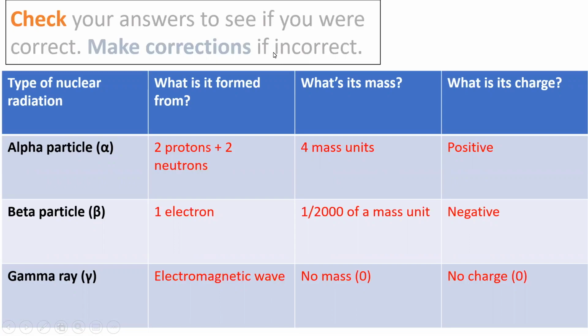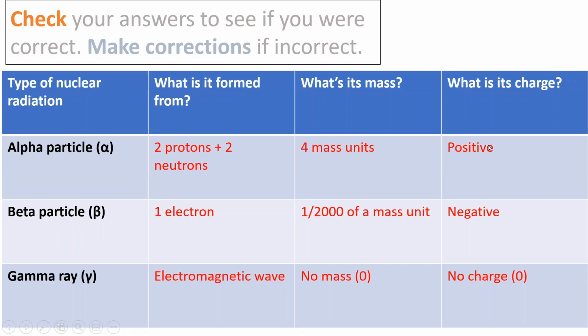So let's have a look at an alpha particle. An alpha particle is formed from 2 protons and 2 neutrons. Basically, it's a helium nucleus, so it's a helium atom without the electrons. Its mass is 4 mass units because it's got 2 protons and 2 neutrons, whereas a proton's got a mass unit of 1, a neutron's got a mass unit of 1. They've got the same mass. If there's 4 of them, it's got 4 mass units. It's as simple and straightforward as that.